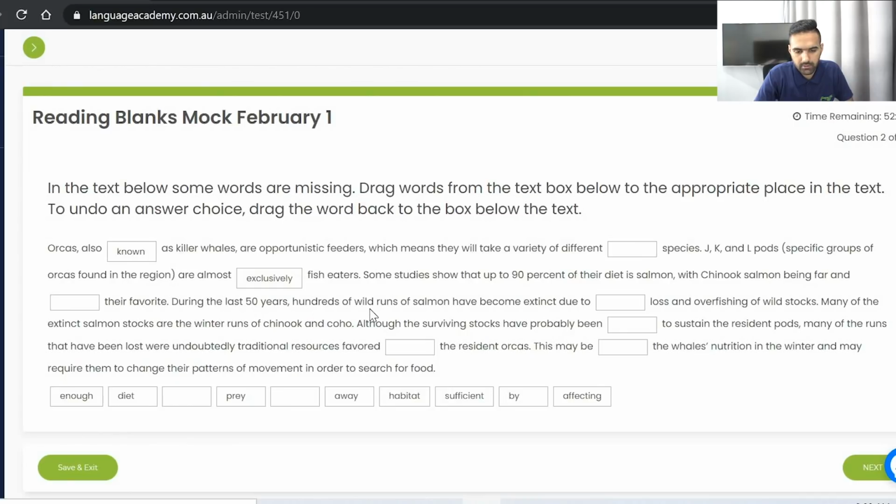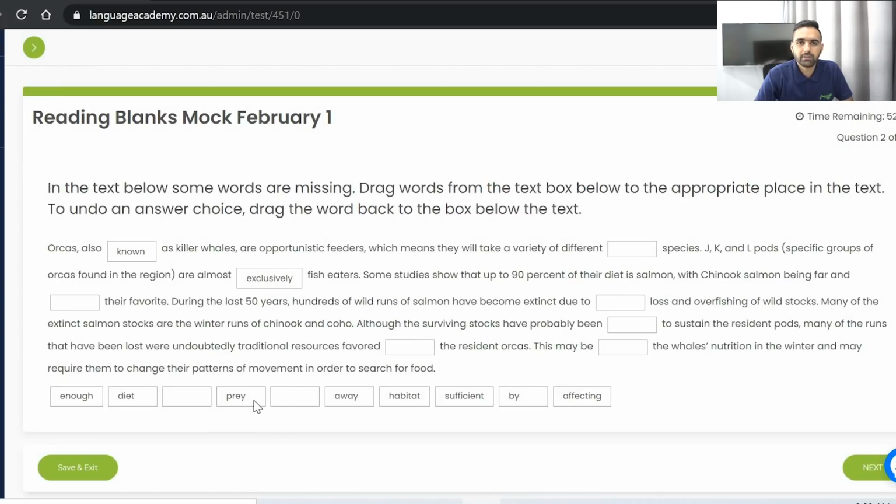During the last 50 years, hundreds of wild runs of salmon have become extinct due to dash loss and overfishing. Now, salmon are a kind of fish, a species of fish, that have become extinct, meaning they are running out or reducing in number due to dash loss. Because of what loss will a species die? Enough loss, diet loss. Some of you will say diet loss can be the right answer, but again the next word says overfishing, meaning external factors like humans are impacting the fish here, so we'll have to use a similar factor here.